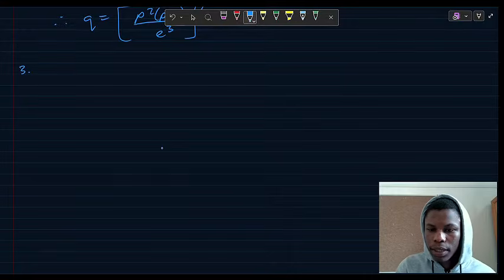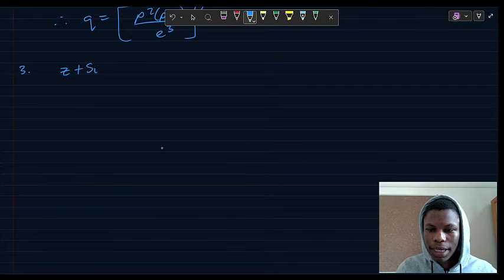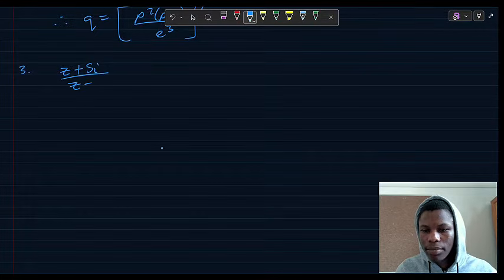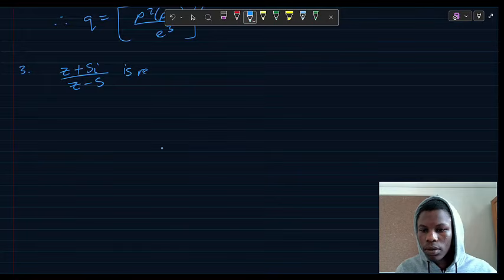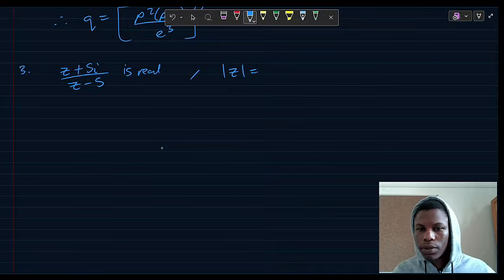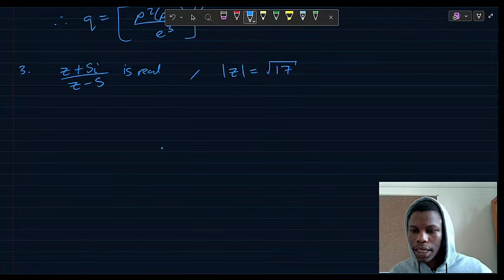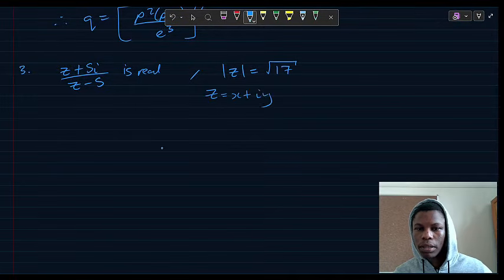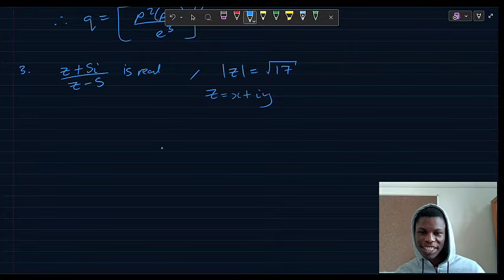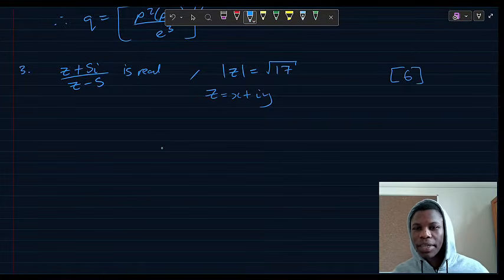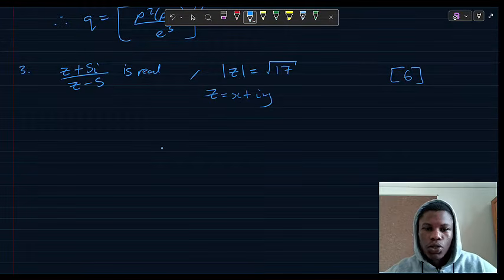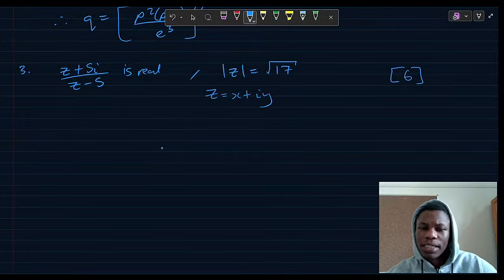Question number 3. Find the complex numbers z for which z plus 5i over z minus 5 is real, and the modulus of z is equal to the square root of 17. Give your answers in the form z is equal to x plus iy, where x and y are real. So for this question, it's a 6-mark question as well. Oh, nice. So for this question, what we want to do is obviously solve for x and y.